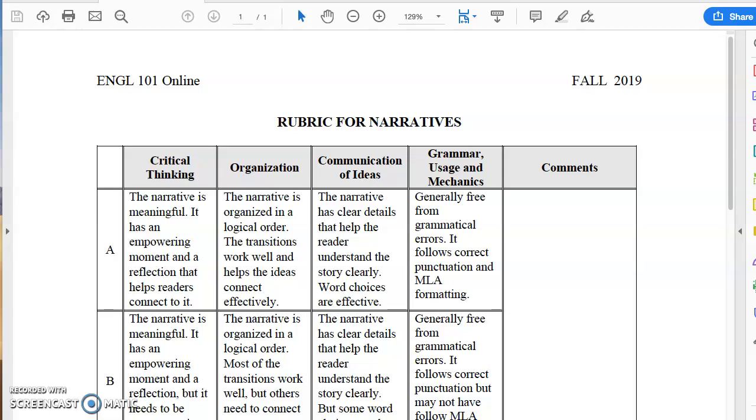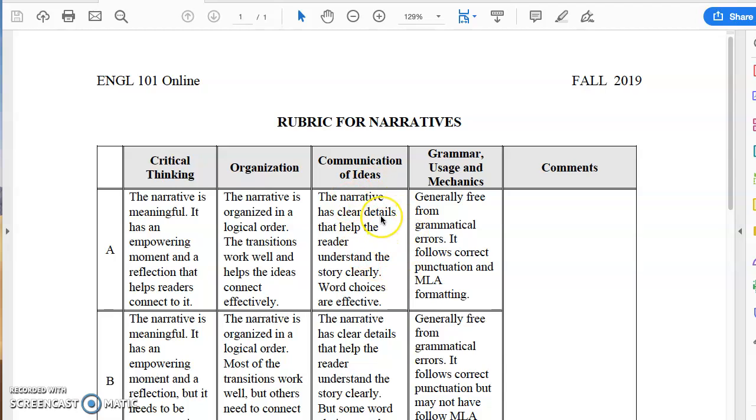Okay, in this video, I want to share with you another aspect that you can revise in your narratives, focusing on the criterion of communication of ideas. This section says the narrative has to be clear with the specific details that the reader can understand clearly, and also that word choices are effective.